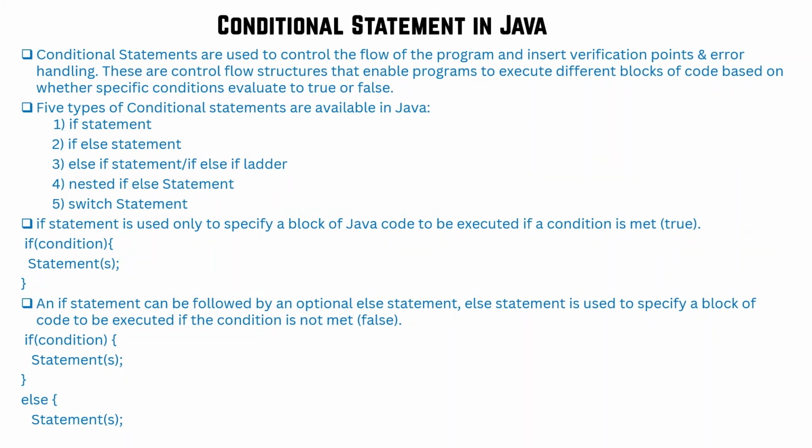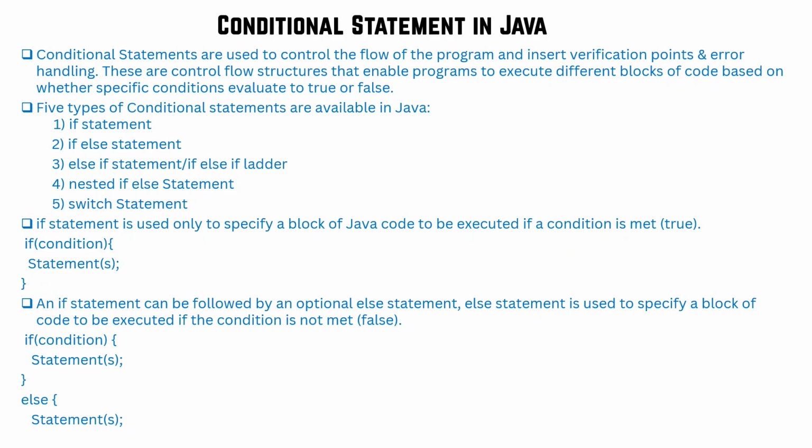So conditional statements are used to control the flow of the program and insert verification points and error handling. These are control flow structures which enable the program to execute different blocks of code based on whether specific conditions evaluate to be true or false. In Java, primarily five types of conditional statements are available. The first one is if, then if else, then nested if else, then if else if, and the last one is the switch statement. We'll cover all five statements.